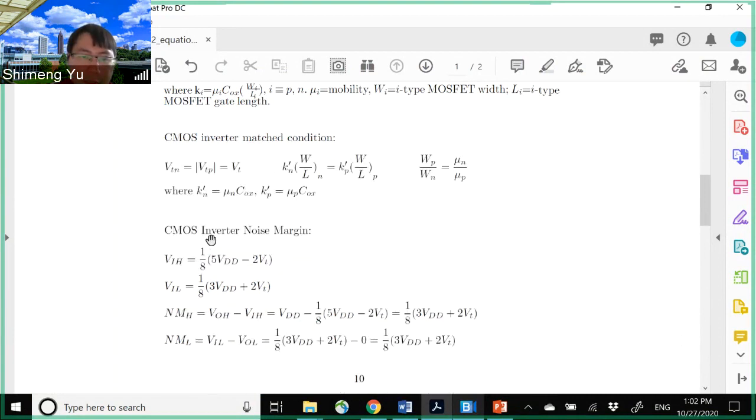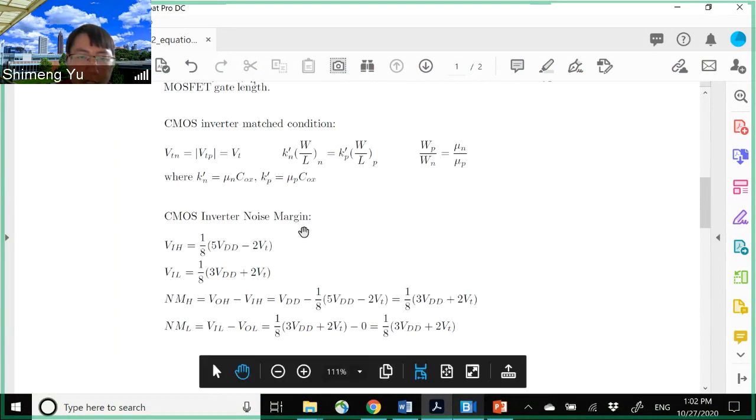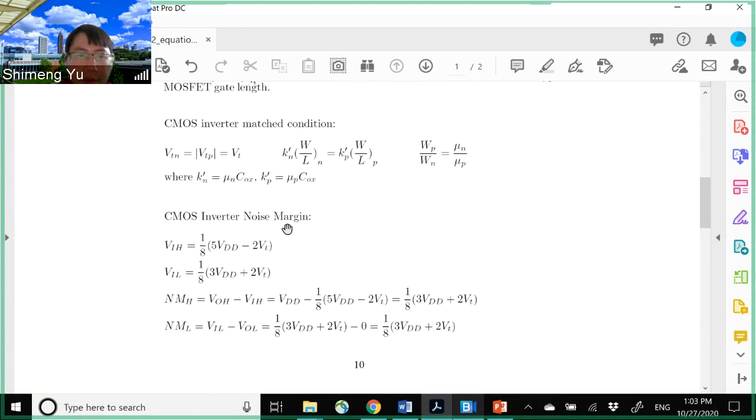And then the CMOS inverter noise margin. We have a couple of equations, and this only applies when we consider the ideal square law IV with the matched condition. So the assumptions of those equations for the noise margin are, first, the matched condition, and second, we only use the square law IV. So here are those equations.